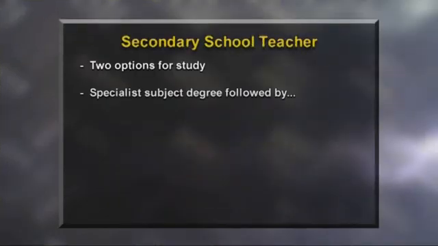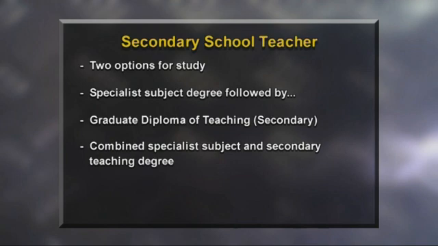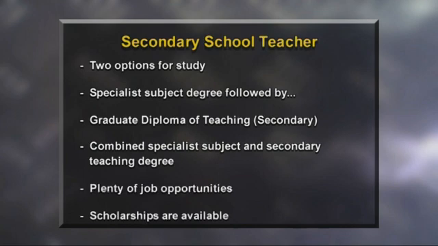There are two options for study to become a secondary school teacher. You can either complete a specialist subject degree followed by a graduate diploma of teaching secondary, or complete a combined specialist subject and secondary teaching degree. For secondary teaching, it is really important that your degree includes 2 teaching subjects, otherwise you may have to do extra study. Secondary school teachers are in demand, your employment prospects are high.